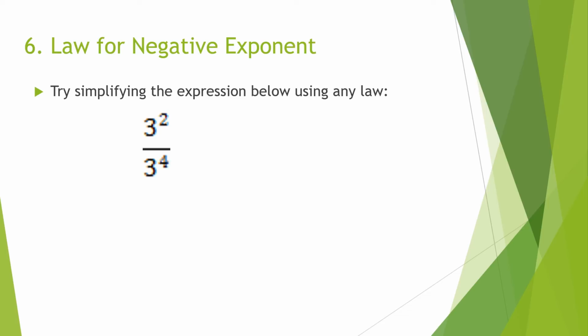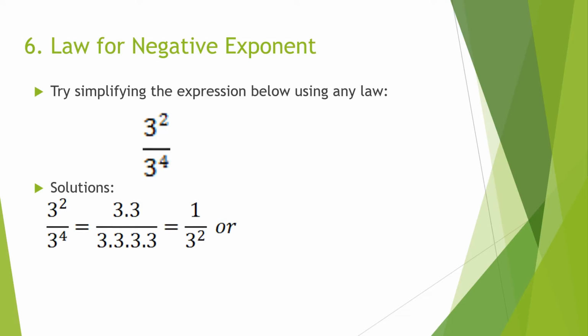So let us try simplifying the expression below using any law. Here is the first solution. We have 3 squared over 3 raised to 4. We use the first law, which is the power rule. So we expand 3 squared and obtain 3 times 3. For the denominator, we have 3 times 3 times 3 times 3. And then we cancel what we can cancel. So 3 and 3 can be canceled. For the numerator, we are left with 1. And for the denominator, we are left with 3 squared.